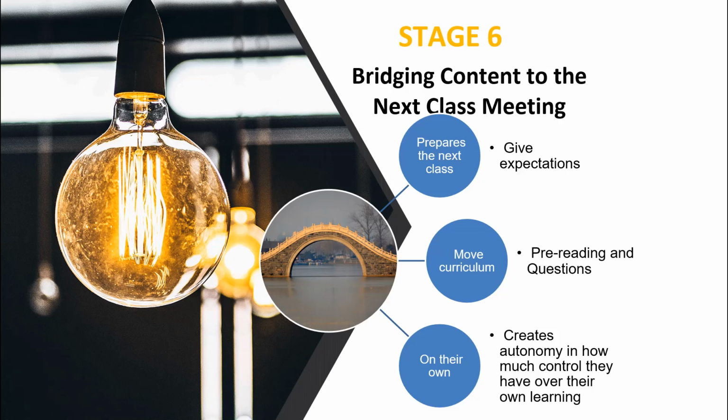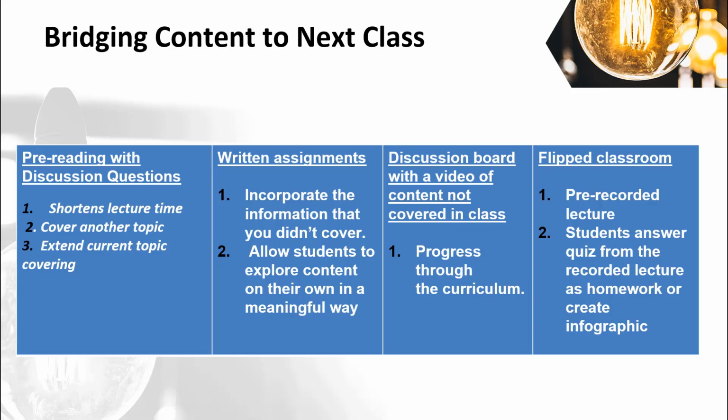This can be easily done by pre-reading and questions. In this, it creates autonomy and how much control that your students have over their own learning with your assistance and your guidance. And here are several ways of incorporating the bridging content to the next class and allowing you to have a way to implement this into your future class or your future course that you will teach. So the first way that you can bridge content to the next class is pre-reading with discussion questions.